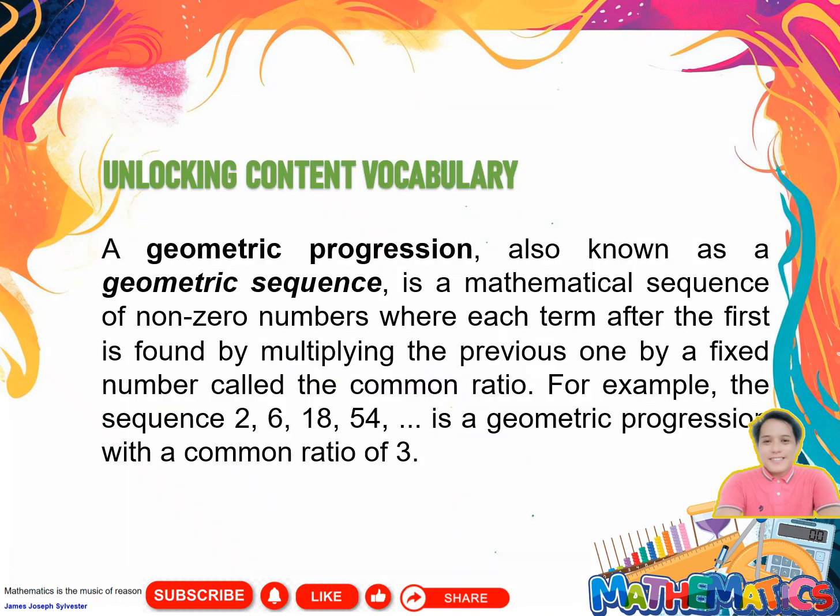Next, for our unlocking content vocabulary, a geometric progression, also known as a geometric sequence, is a mathematical sequence of non-zero numbers where each term after the first is found by multiplying the previous one by a fixed number called the common ratio. For example, the sequence 2, 6, 18, 54, and so on and so forth, is a geometric progression with a common ratio of 3.